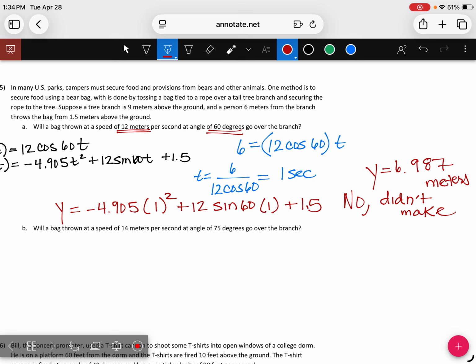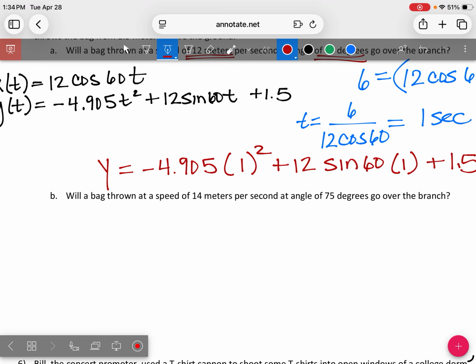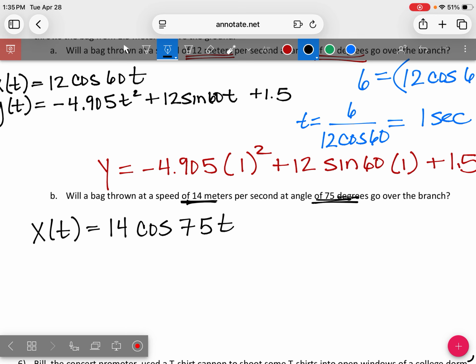This time, he's throwing it with a different force and a different angle. So because he's using a different force and a different angle, we're going to write a new set of equations for part B. So the second time, he used an angle of 75 and a velocity of 14. So x of t. Velocity is 14 cosine 75 t. Your y parameter, go ahead and write it out.